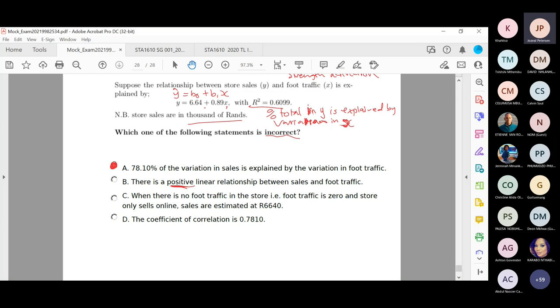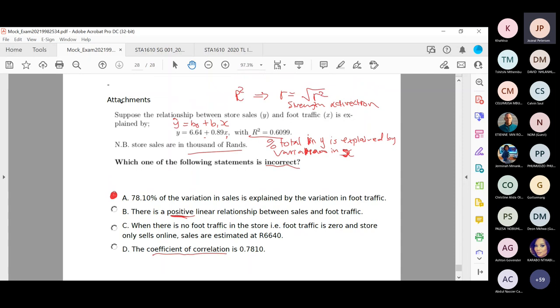D is the coefficient of correlation. All you just need to do is what I just did there. Take the square root of this value. Square root of 0.6099 should give you 0.7810. And you can interpret it by saying there is a strong positive correlation between the store sales and foot traffic.